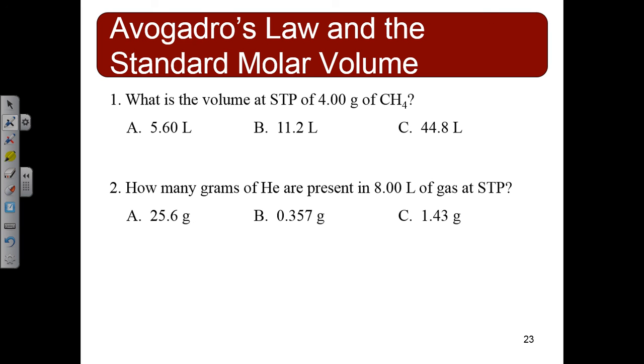This one, you're given liters, so you're going to go backwards from the first one. You're going to go from liters to moles to grams. Okay? All right, so take a couple minutes and try to answer these. See if you get A, B, or C for these.